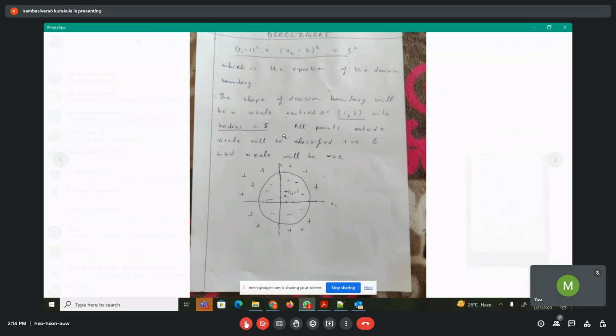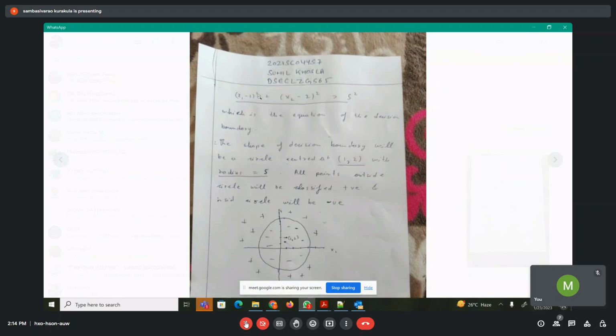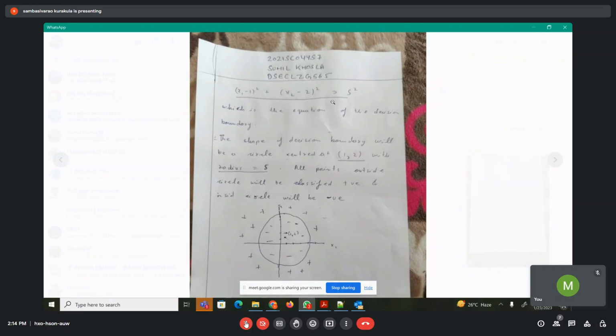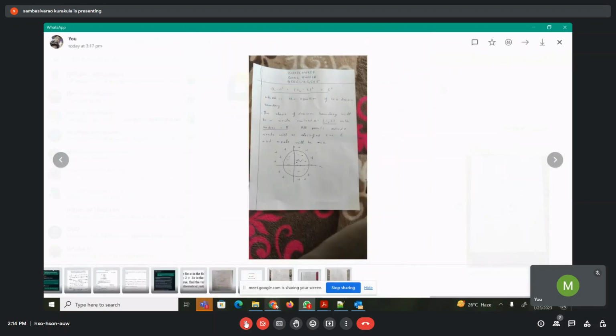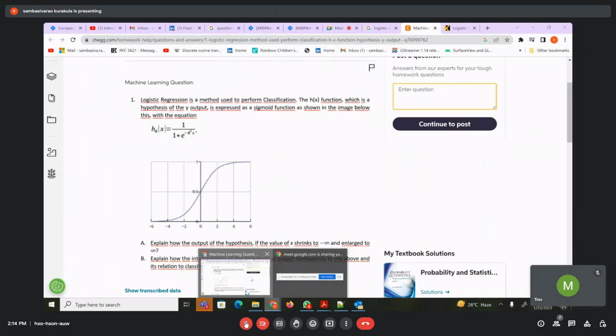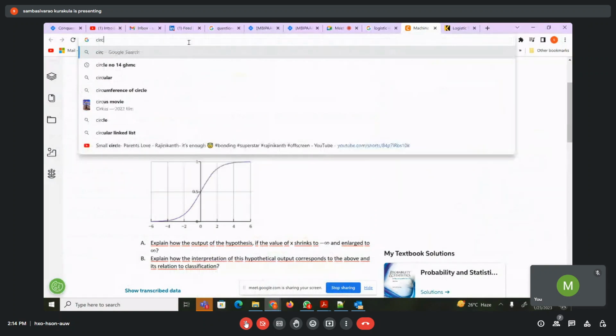How did we in the first place get to know that it's a circle? This is the equation x square plus y square is equal to c square, right? So that is a circle equation. That's also math that we need to understand.